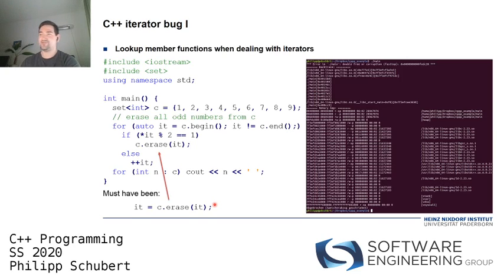And yeah, you have to look up how erase works. So look up in the documentation, it will tell you how erase has to be used. It will also tell you that the input iterator here is invalidated, and that it will give you as a result the next valid iterator. So you need to look stuff up.